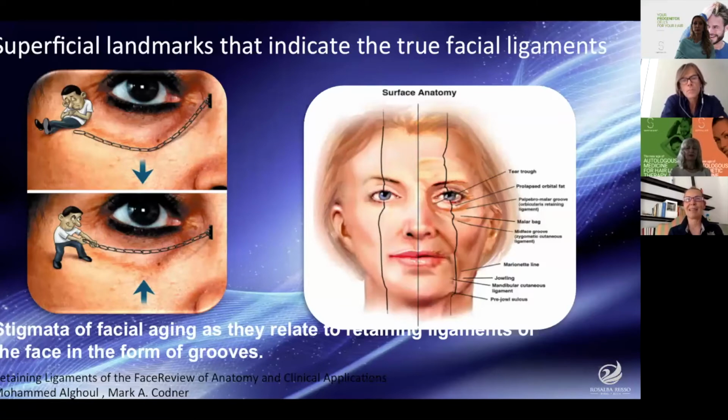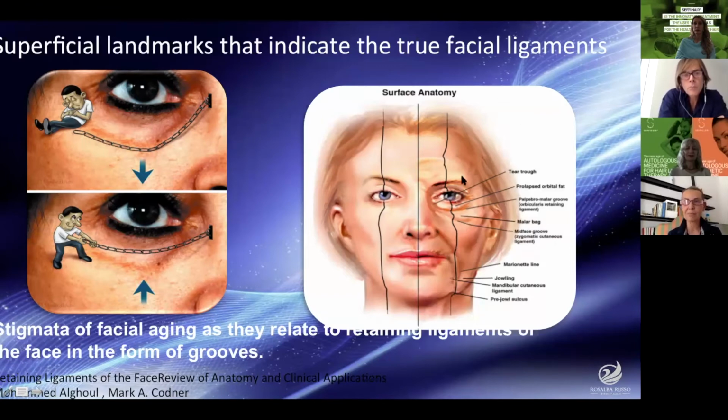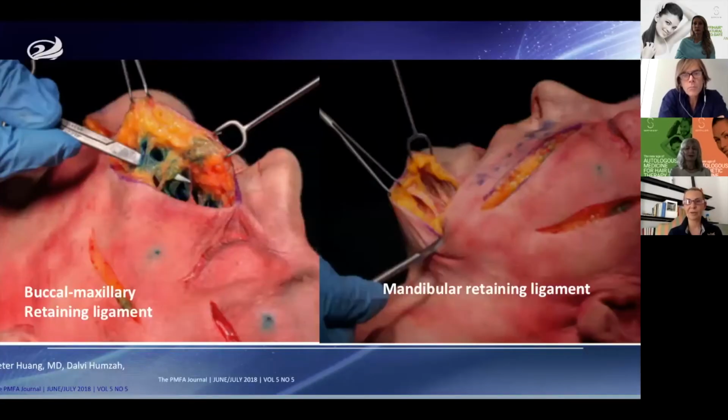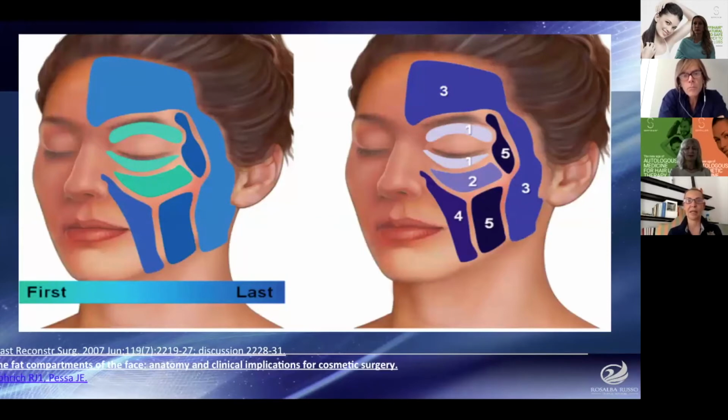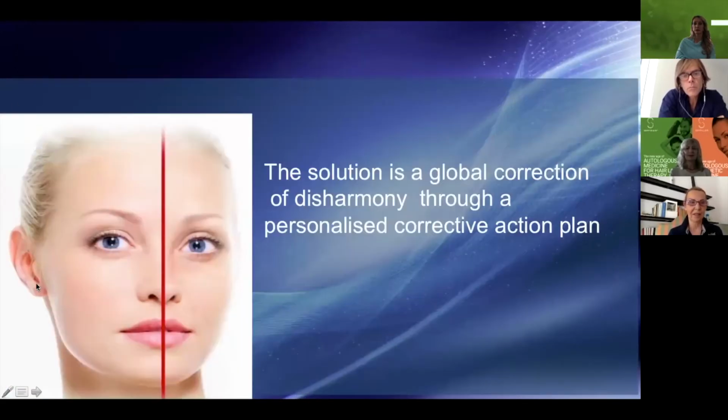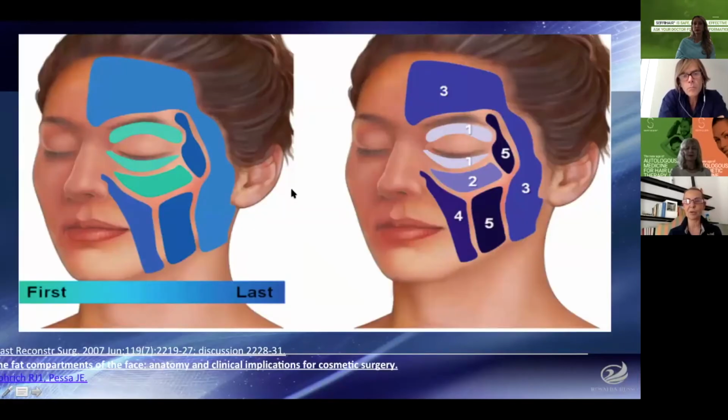Regarding the retaining ligaments, we have to distinguish true and false ligaments. The true ligaments are the orbicularis, zygomatic, mandibular, and buccal maxillary. All the other ones are false. And here you can see how ligaments relax. You can see here how the face shows the typical stigmata. Here you can see the correct insertion where you can insert the suture. Here you can see what happens during the aging process.